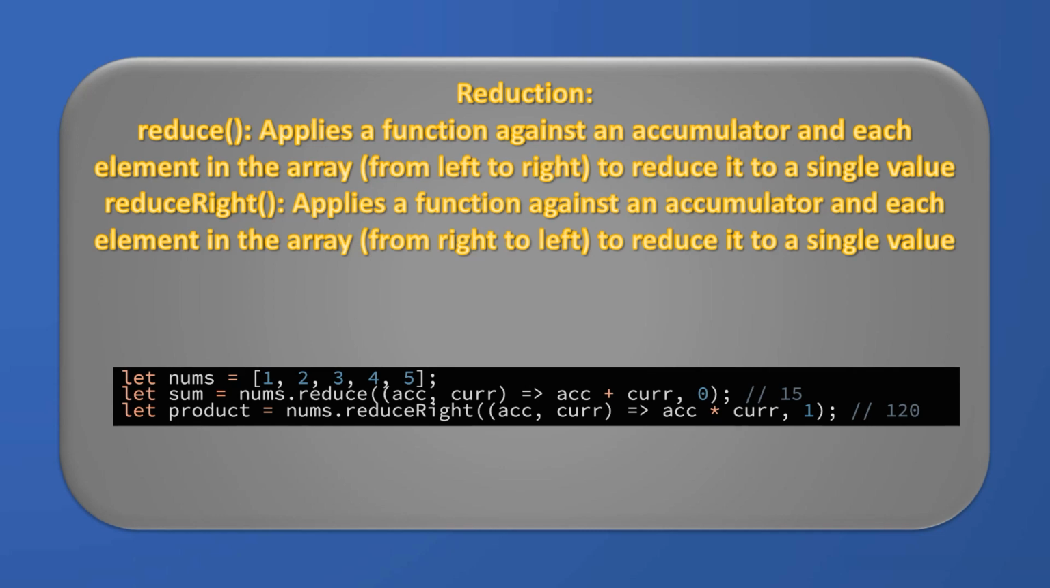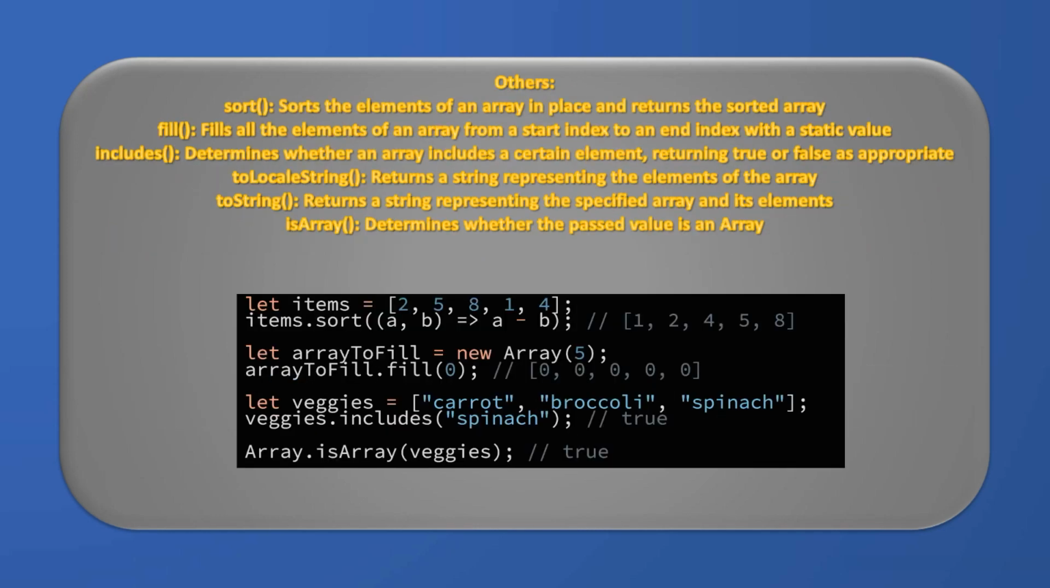Reduction. The reduce method applies a function against an accumulator and each element in the array from left to right to reduce it to a single value. reduceRight is a method that applies a function against an accumulator and each element in the array from right to left to reduce it to a single value. Other methods, such as sort, sort the elements of an array in place and return the sorted array. The fill method fills all the elements of an array from a start index to an end index with a static value.